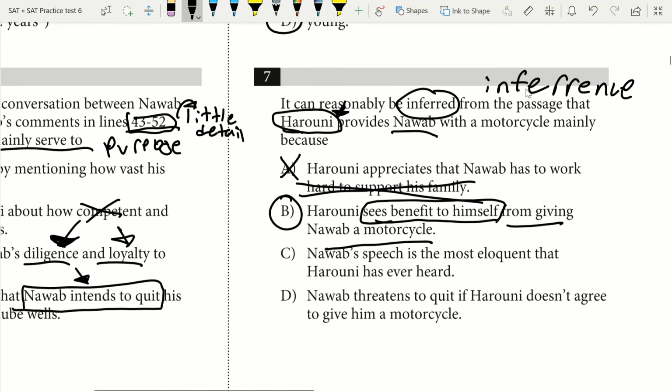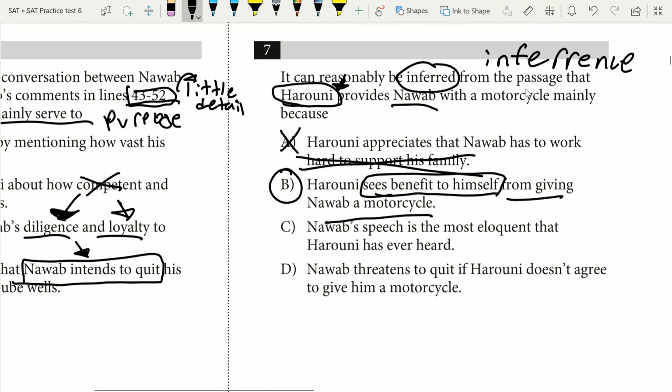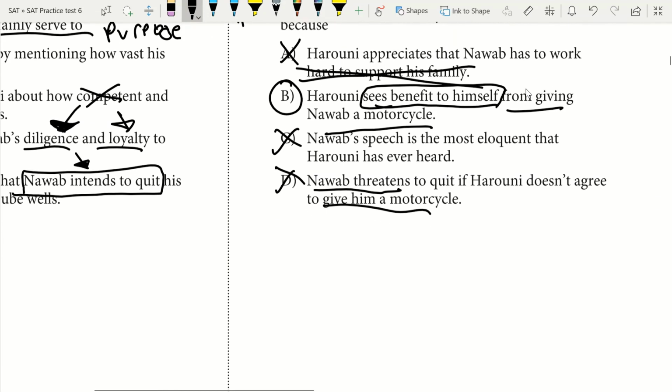As far as C, Nawab's speech is the most eloquent he's ever heard. It doesn't say that, and that wouldn't be a reason why Haroni would give him that motorcycle. He would give him that motorcycle because he sees benefit and comfort to himself from doing that. D, Nawab threatens to quit if Haroni doesn't agree. No, Nawab doesn't threaten to quit if he doesn't get a motorcycle. So that would just be incorrect. You're not interpreting the text correctly if you answered D.